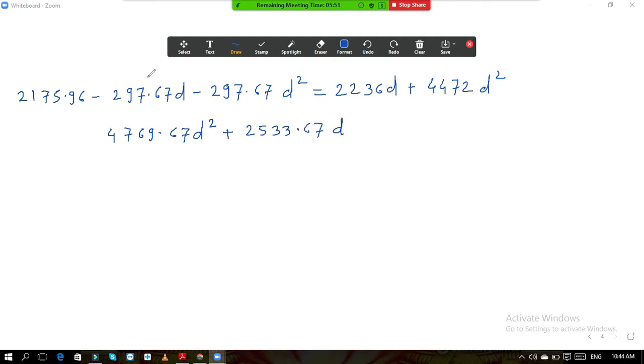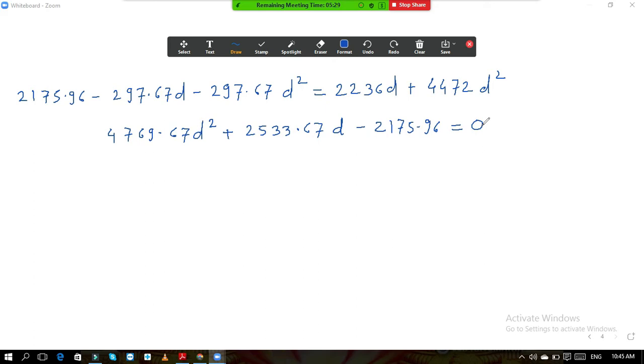The values may have errors. What will happen when we send this to the other side? Minus 2175.96. All this is equal to 0. Now this is the equation in the form of ax square plus bx plus c equal to 0. Now go to your calculator in equation mode and solve the equation.